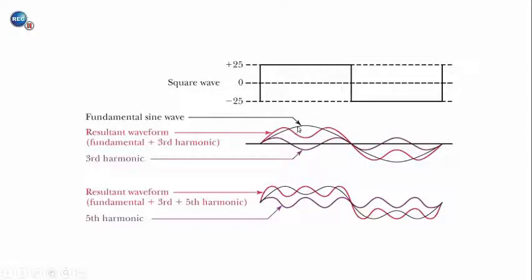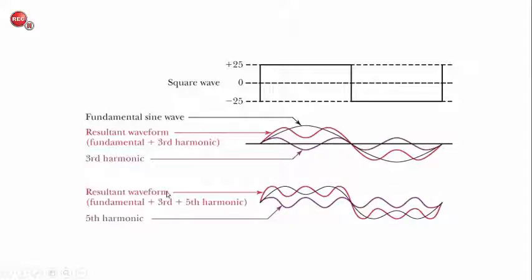And when we add the fundamental sine wave to the third harmonic, we get this waveform here in red. You can see that the waveform goes high, and it kind of stays high for a while. Even though it's fluctuating, it's still positive, and then as it decreases, it kind of hangs out down here for a while, and again it's fluctuating, but it's relatively low.